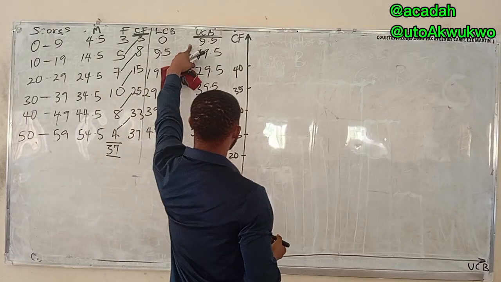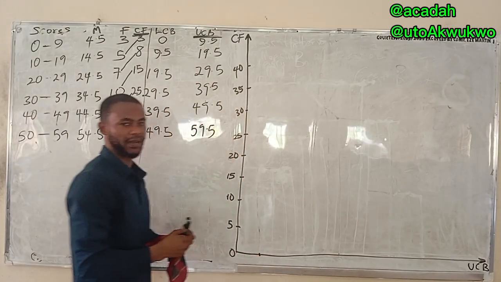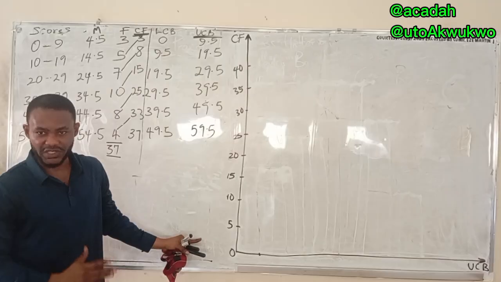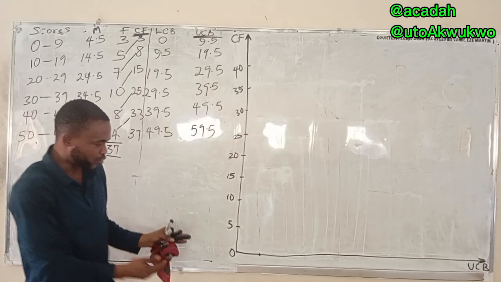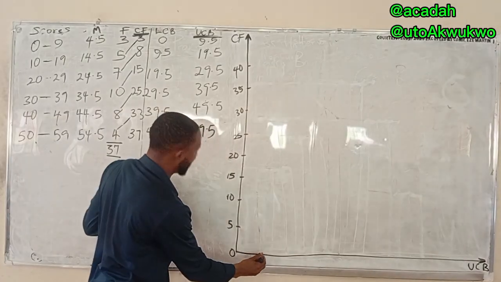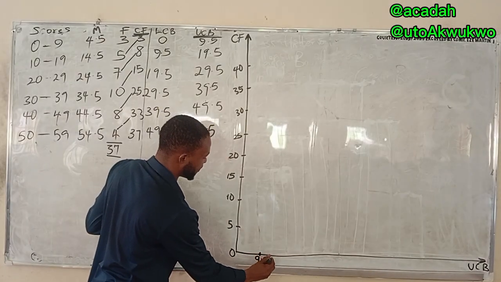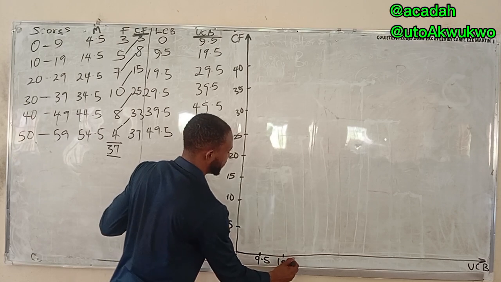So for here, we use the upper class boundary. It's just like a histogram. Cumulative frequency. The horizontal axis is just like a histogram in the sense that we don't give any space. Just once I come and mark out 9.5. Just the same measurements. The next one, 19.5.